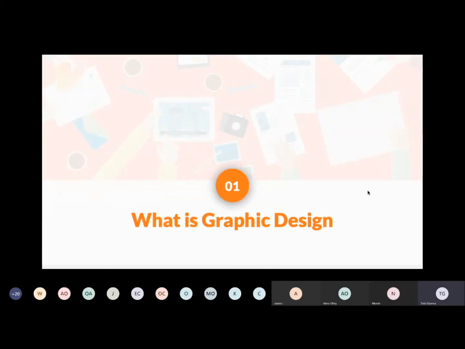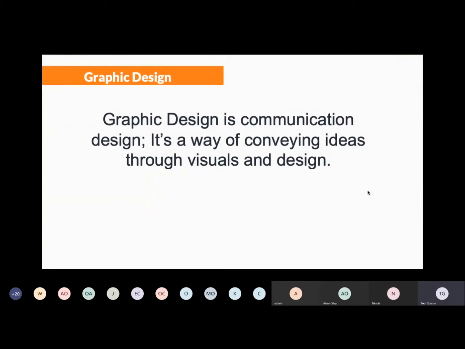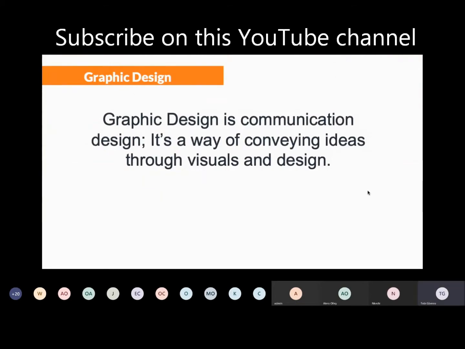What is graphic design? Well, graphic design is communication design. It is a way of conveying ideas through visual design. Graphic design is communication design. Now, don't look at it as if graphic design is a picture. I just want you to look at it as if you are trying to communicate to somebody. That is what graphic design is.